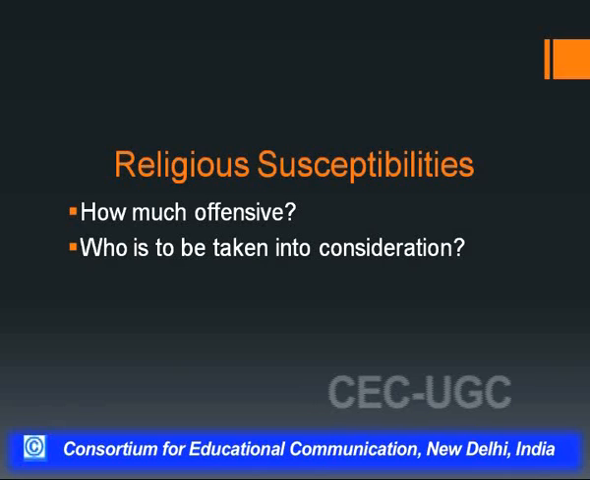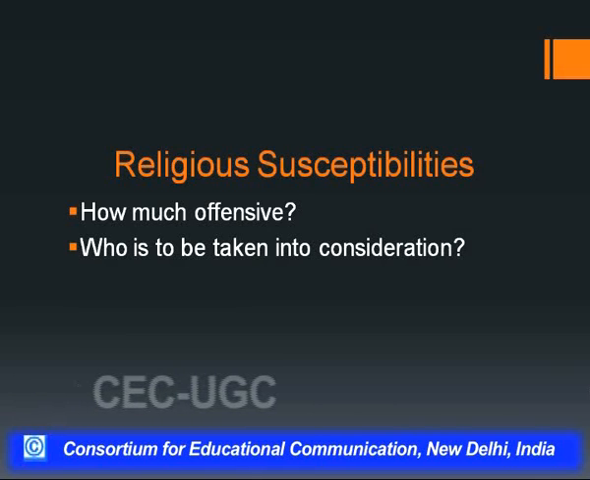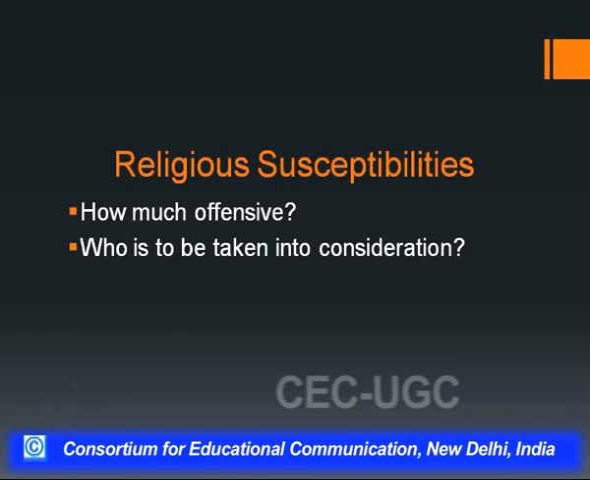So another question that we are going to take up: who is to be taken into consideration while determining the religious susceptibilities? A single individual, many individuals, the society at large, the trademark examiner, the applicant, the rival of the applicant? There can be so many people or things in this spectrum who can be taken into consideration.